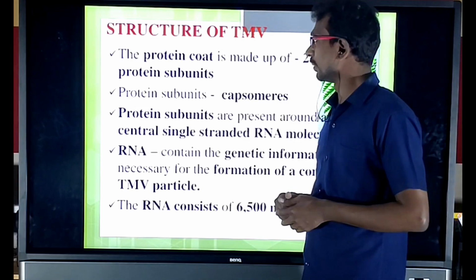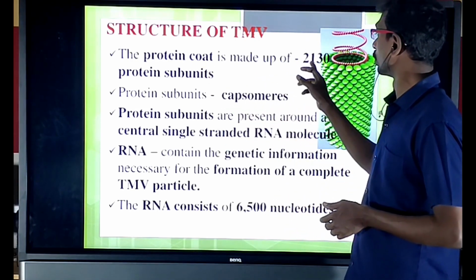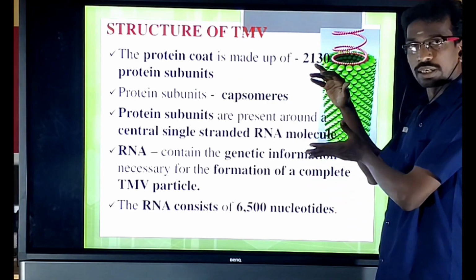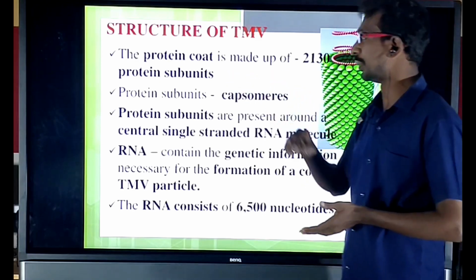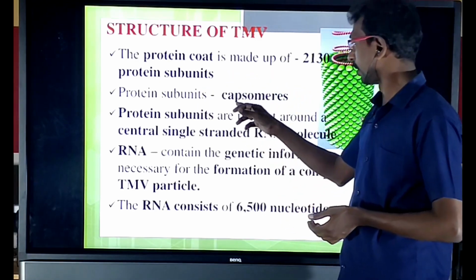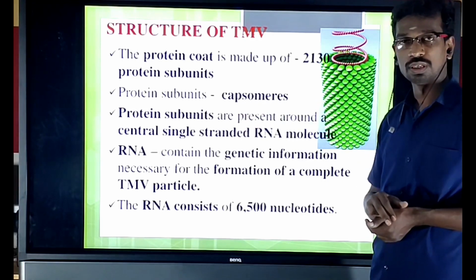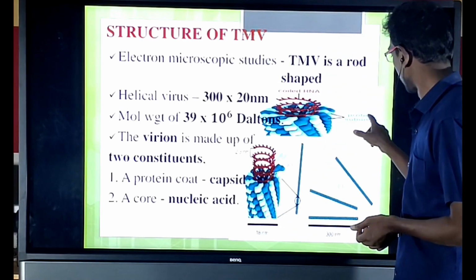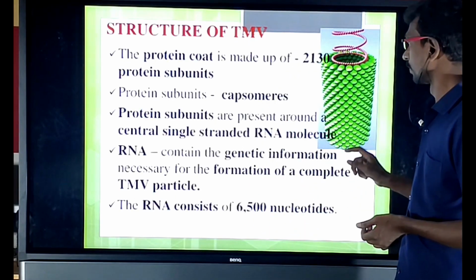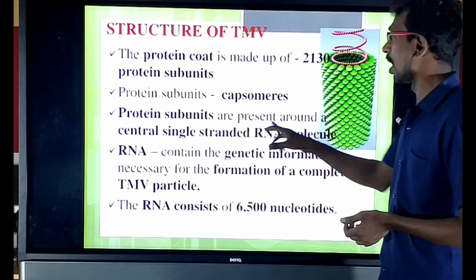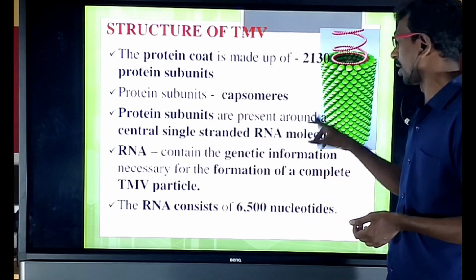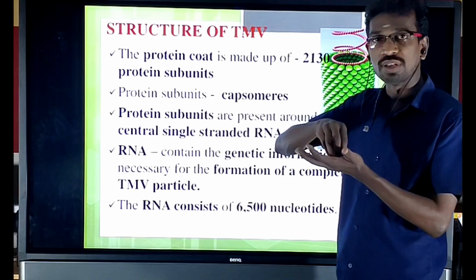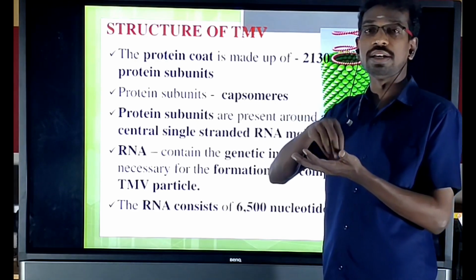Next, the structure of TMV. The protein coat is made up of 2130 protein subunits. The entire TMV contains 2130 protein subunits. The protein subunit, as we have already discussed, is called a capsomere. Each single protein subunit is considered a capsomere. Okay. The protein subunits are present around a central single stranded RNA molecule, and the TMV contains the genetic material in its center. So that is single stranded RNA.